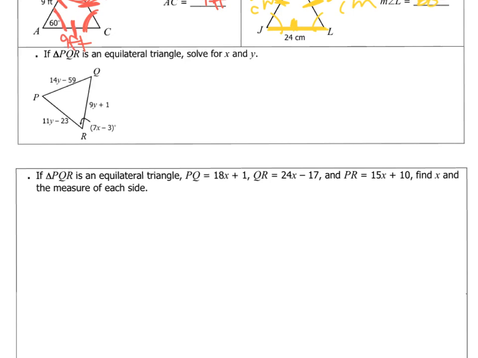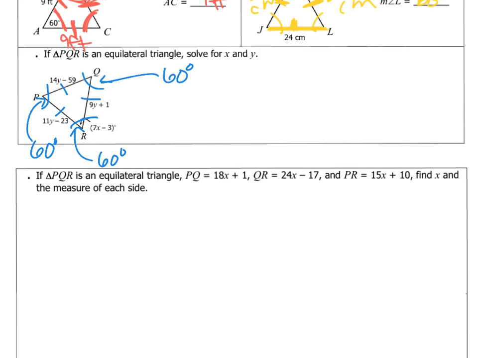So if it's equilateral, I know this angle equals this angle, which equals this angle. And I know this side equals this side, which equals this side. And now more specifically about all these angles equaling each other, I know all these angles are 60 degrees. All of them are 60 degrees. Okay, so let's start with the sides.